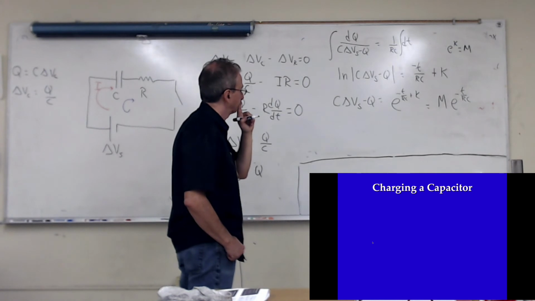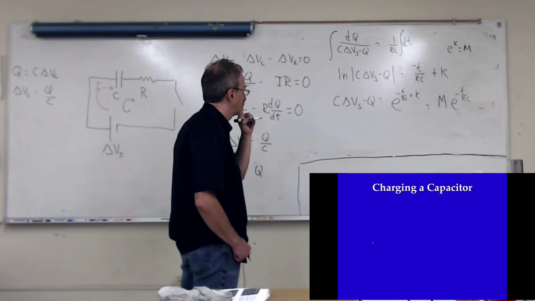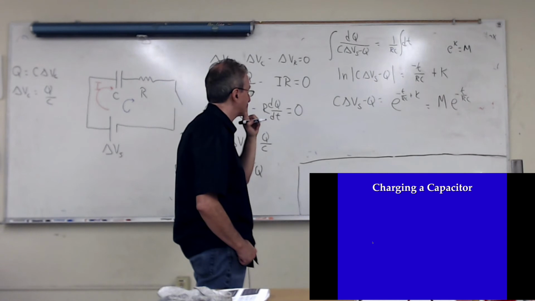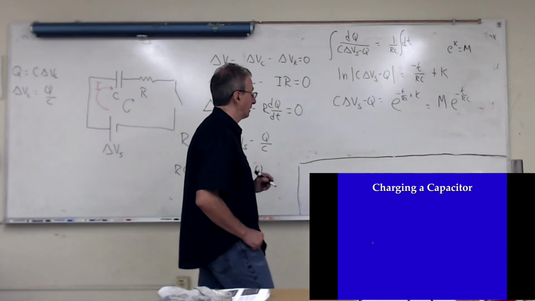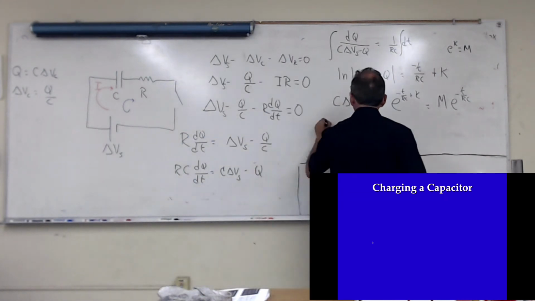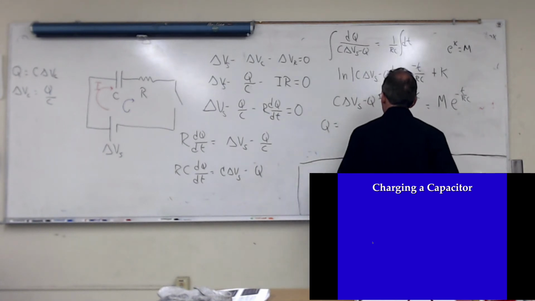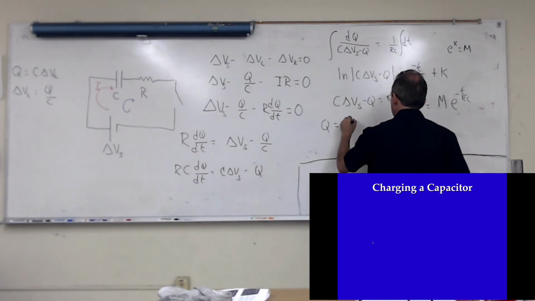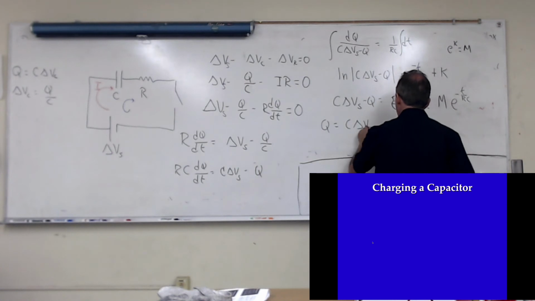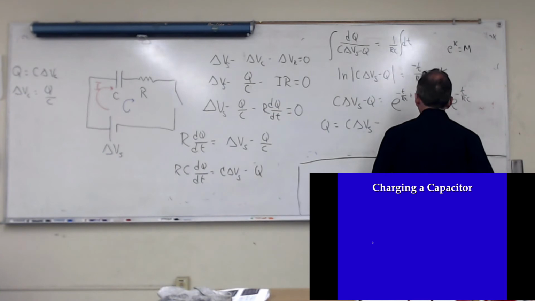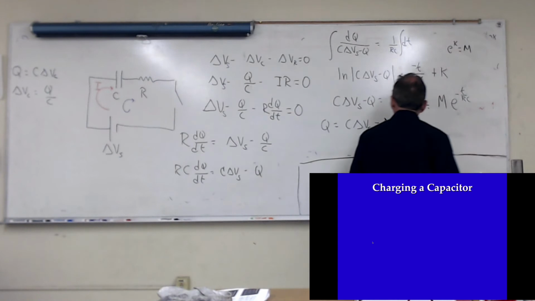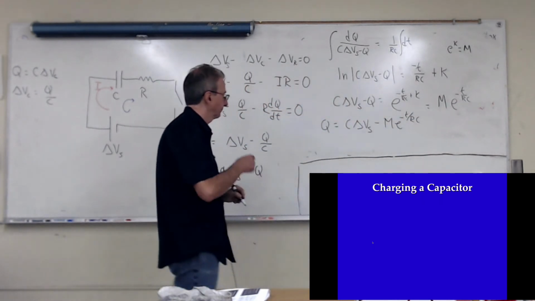So I have this expression. Let's determine what the constant is. In fact, let me solve for Q. Q is equal to C delta V sub S minus M e to the minus T over RC. Right?